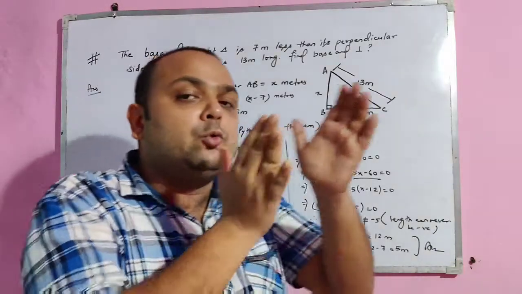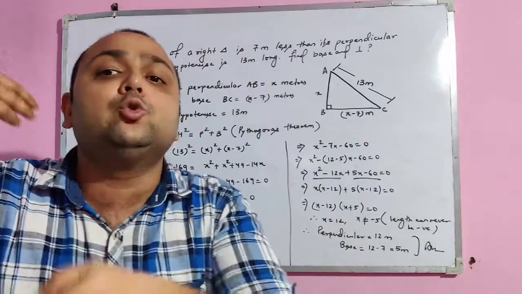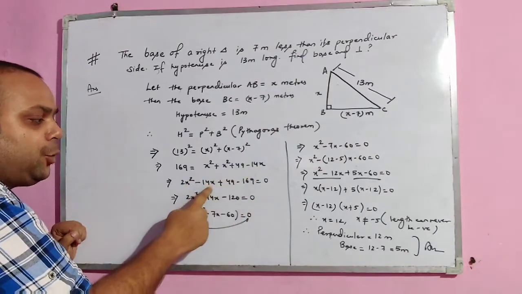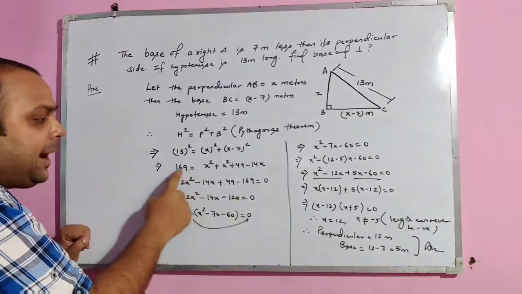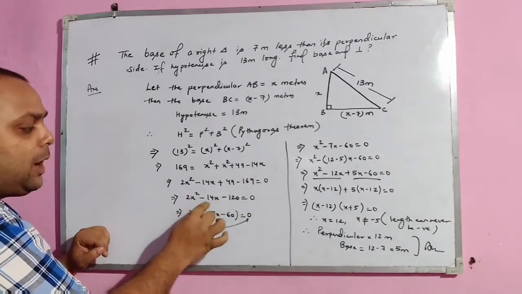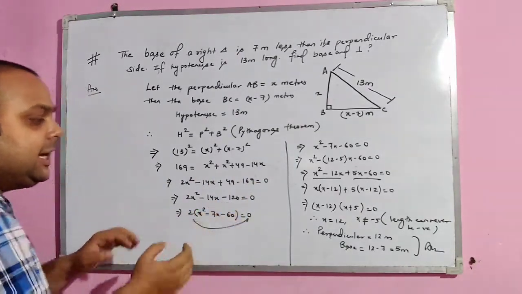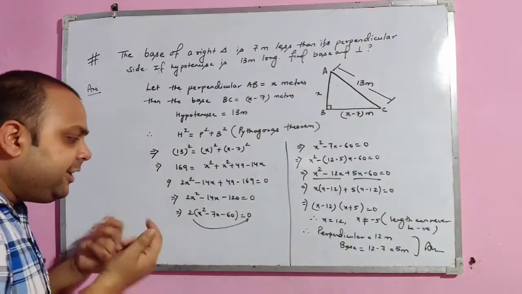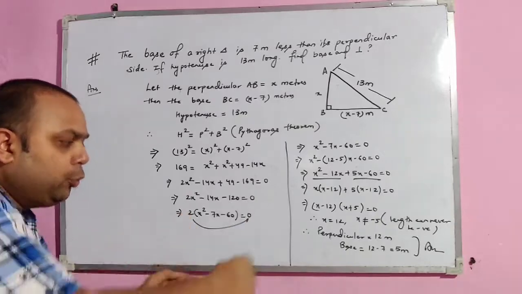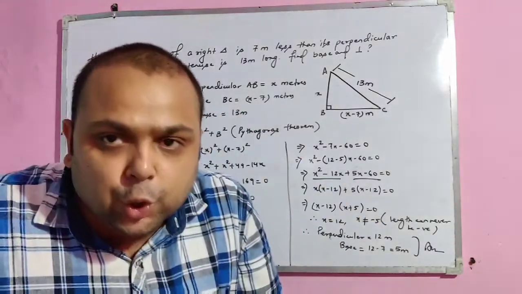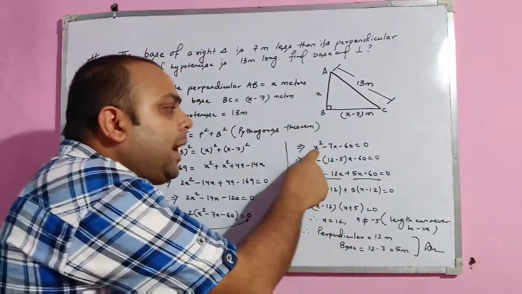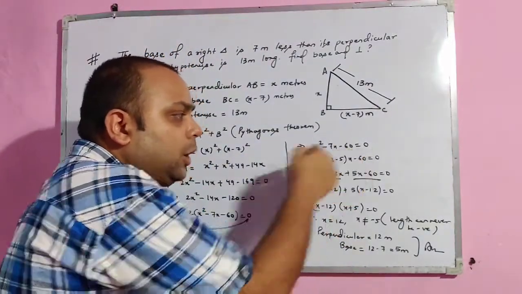Taking all the variables to one side and equating it to 0, that is x square plus x square, 2x square minus 14x plus 49 minus 169. Substituting and solving it, we get 2x square minus 14x minus 120. And taking 2 common, we get x square minus 7x minus 60 equal to 0. 2 will go to the right side and becomes 0. So the final quadratic equation we get is x square minus 7x minus 60 equal to 0.